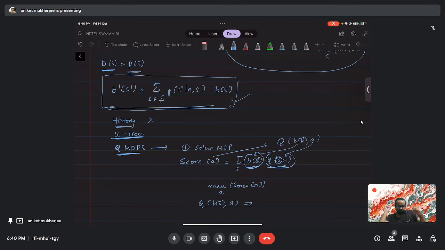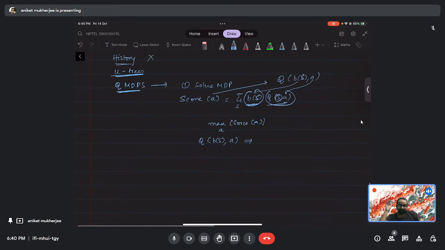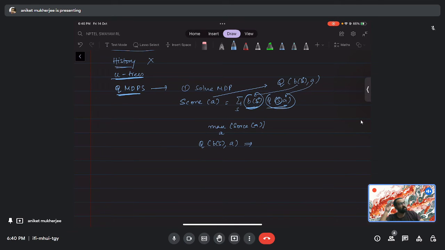Now the main thing is, this approach has, I'll not say no guarantees, but it's very difficult to show that this will converge to the optimal policy of the actual problem.